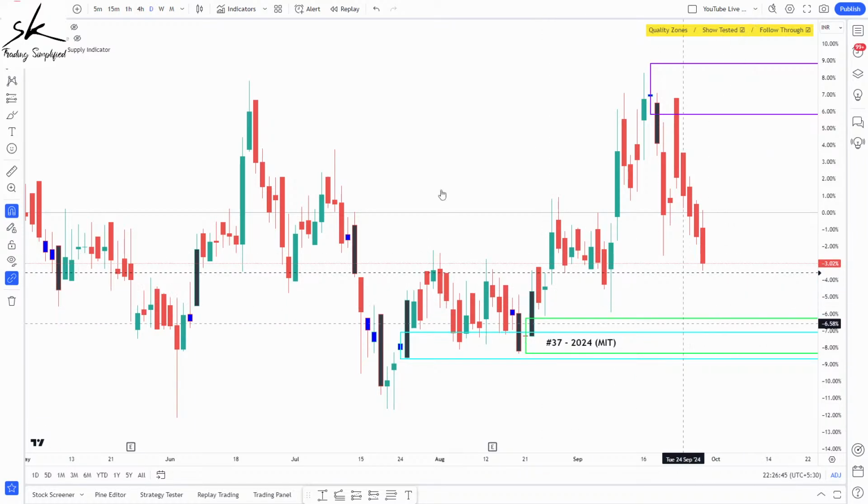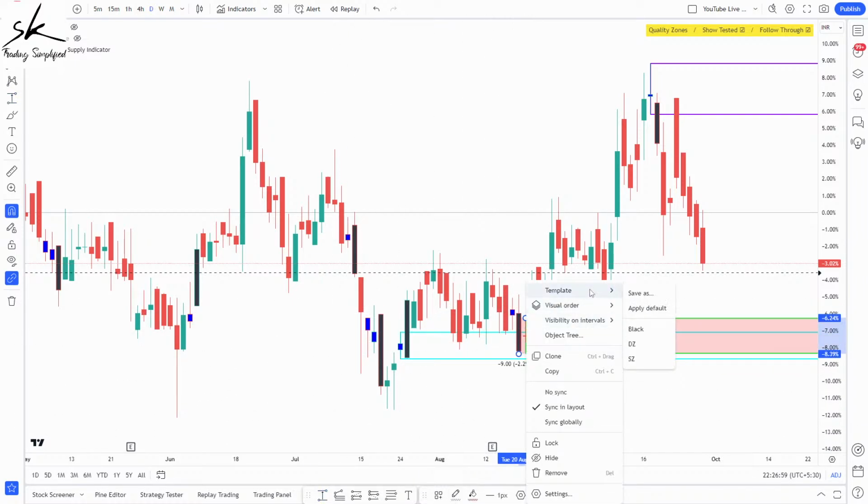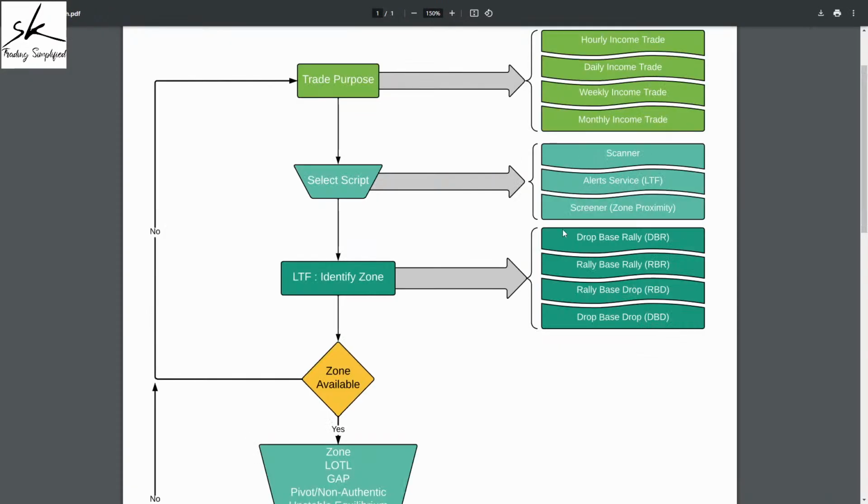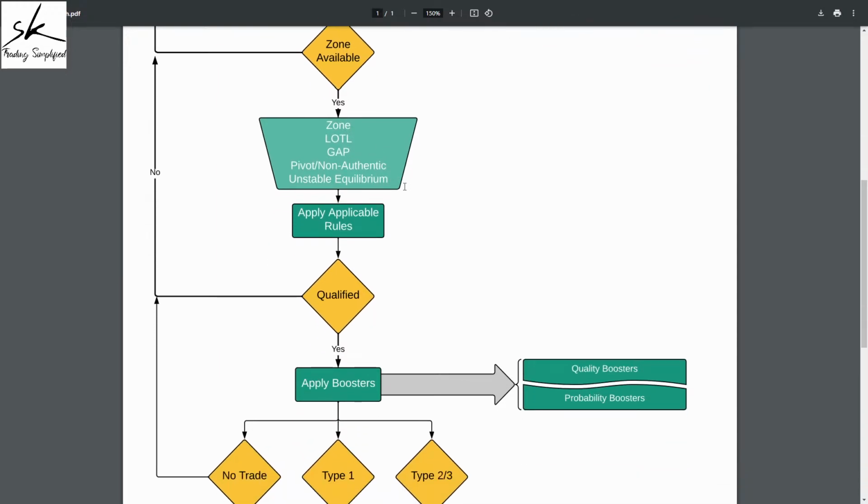So my step number 3 was to identify a zone, and you can see from the current candle that below it we have this drop-base-rally structure which the indicator is identifying for us. So let's mark this drop-base-rally. Our step number 3, which was identify a zone, is done. We have already identified a zone, which is a drop-base-rally structure. So is a zone available? The answer is yes, we do have a zone available.